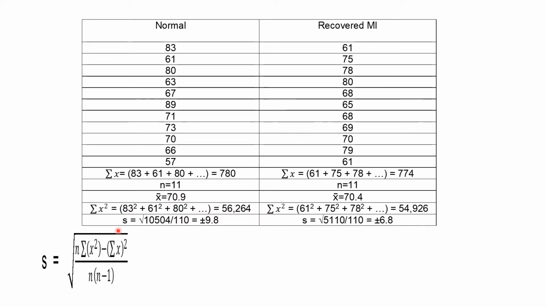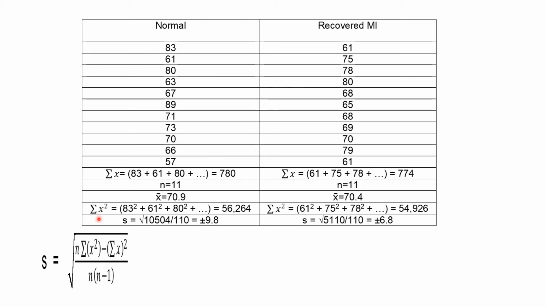I want to eventually calculate the standard deviation. I want to figure out whether those data points right here are close to the mean or are spread out. And they are spread out further away from the mean.